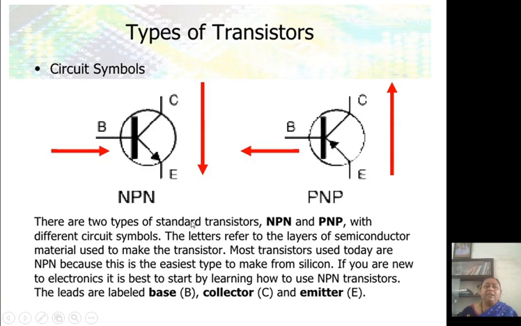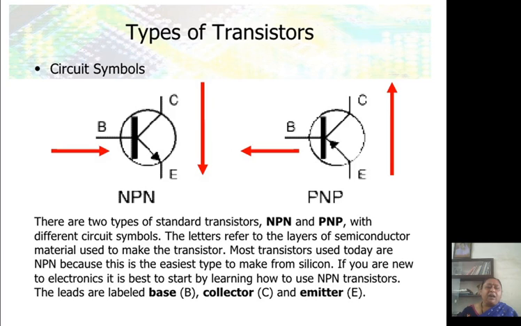There are two types of standard transistors, NPN and PNP, with different circuit symbols. The letters refer to the layers of semiconductor material used to make the transistor. Most transistors used today are NPN because this is the easiest type to make from silicon. If you are new to electronics, it is best to start by learning how to use the NPN transistor.